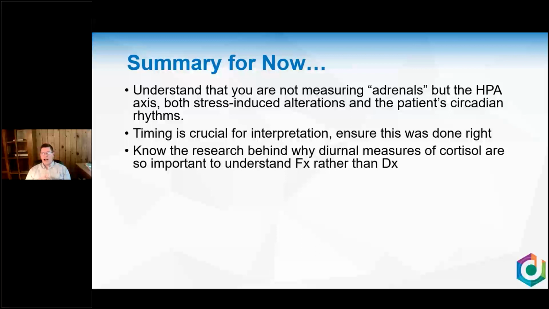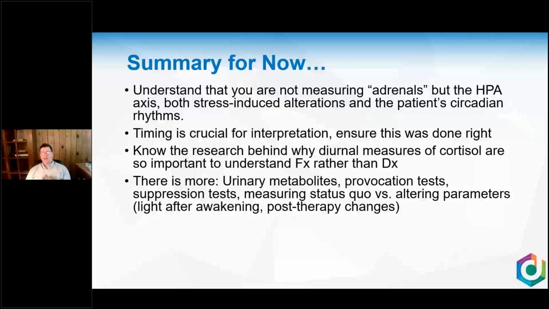Know the research behind why diurnal measures of cortisol are so important to functional medicine rather than only to diagnosis. So if you're only thinking, well, like this endocrinologist that was quoted in this blog, if you're only using cortisol measures, and typically a single point serum cortisol level, to diagnose some sort of disease, something I can put an ICD-10 code on, you're obviously misunderstanding the whole purpose behind the thousands of papers that have been published on the dynamic use of measuring cortisol in a diurnal rhythm for function, and especially in our case, stress-induced function. But there's so much more.